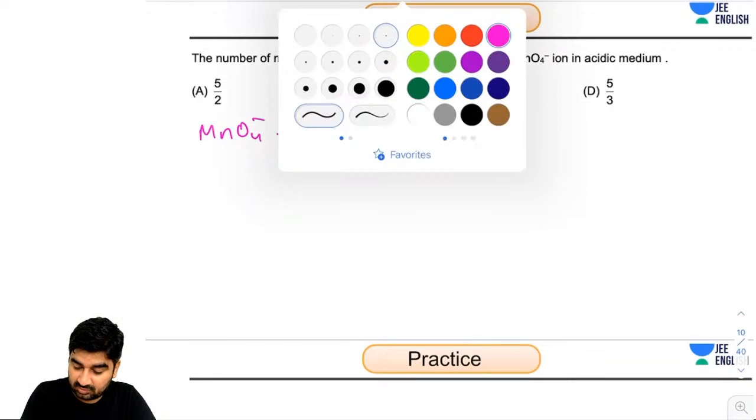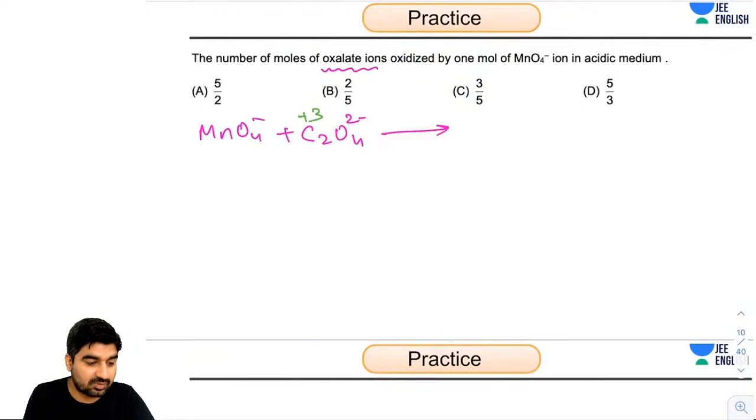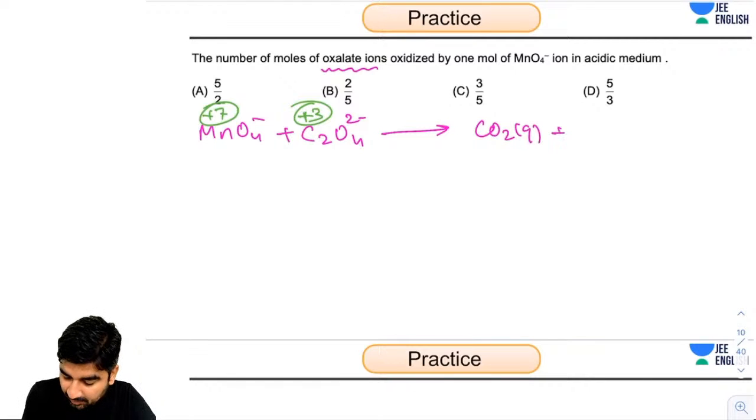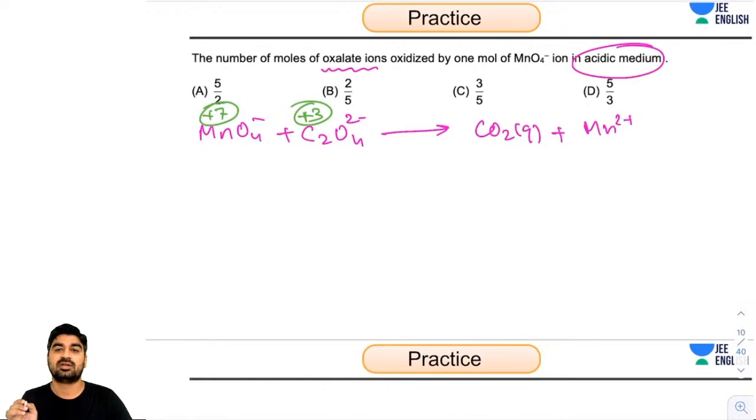And here you can see the oxidation state of carbon is +3. But in this case, the oxidation state of manganese is +7. Now what will happen, guys? Please tell me. So guys, carbon will go to option A. Let's see. Carbon will go to CO2 gas and manganese will go to +2. Why? Because acidic medium is given.